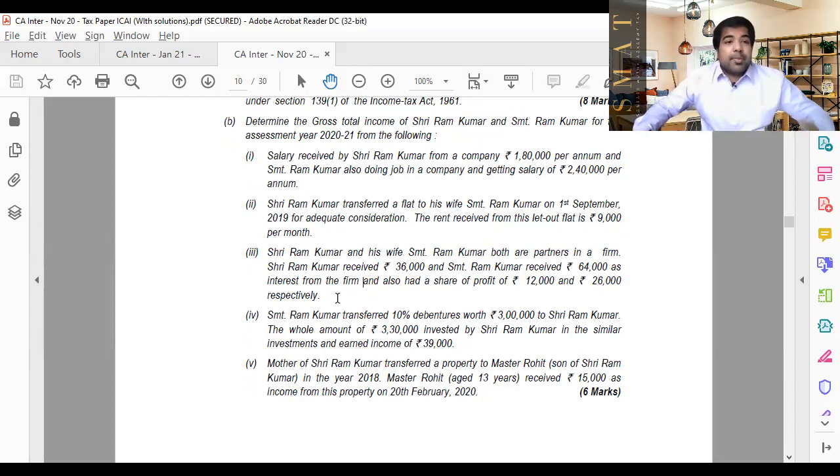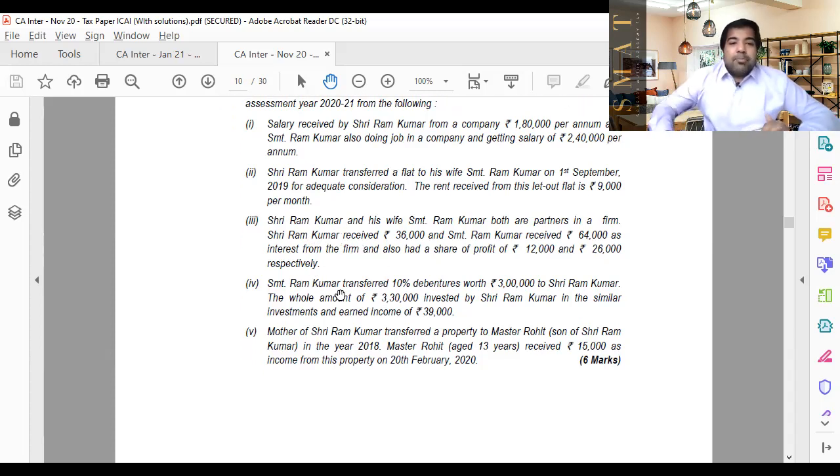It always goes in PGBP, section 28(5), because of partners. So this 36,000 will go in the hands of Mr. and 64,000 will go in the hands of Mrs. The share of profit, 12,000 and 26,000, will not be taxed because share of profit from a firm is exempt under section 10(2)(a). Till now, no clubbing has happened, guys.